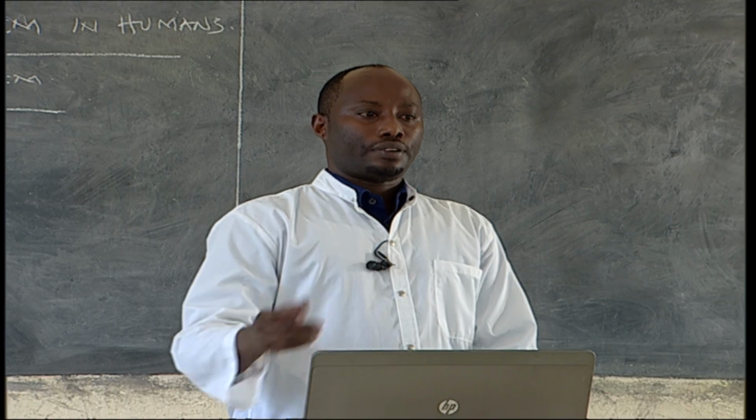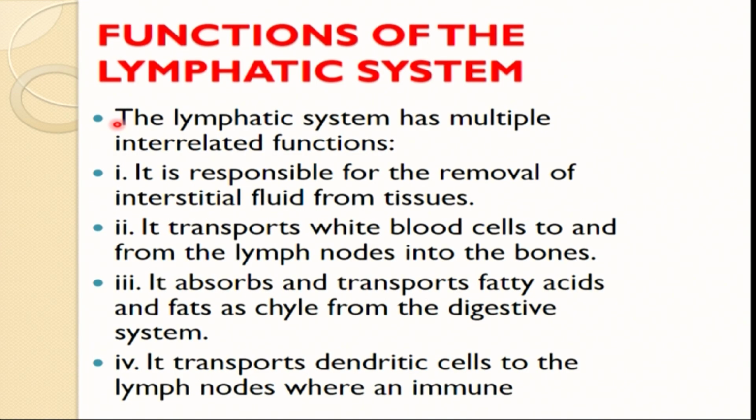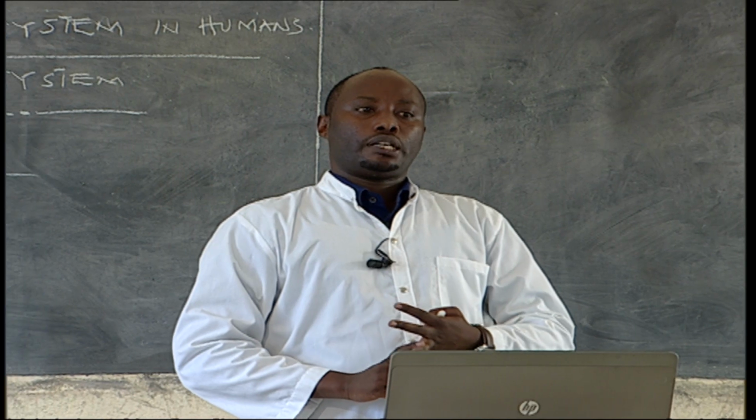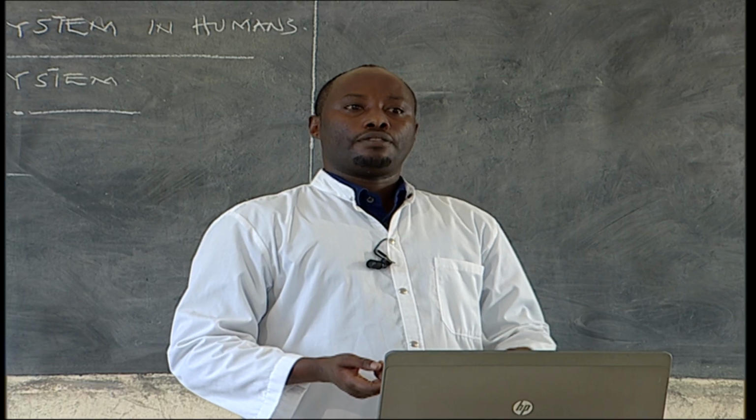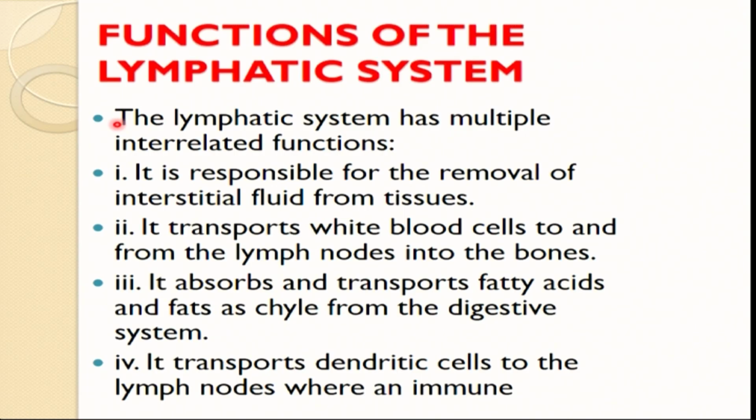So, the functions of the lymphatic system. The lymphatic system has multiple interacting functions. One, it removes interstitial fluid from the tissues. Two, it transports white blood cells from the lymph nodes. It also absorbs and transports fats and chyle from the digestive system. Simply put, it acts as a drainage system, removing waste products from the body, and it releases white blood cells, the lymphocytes, which protect the body.